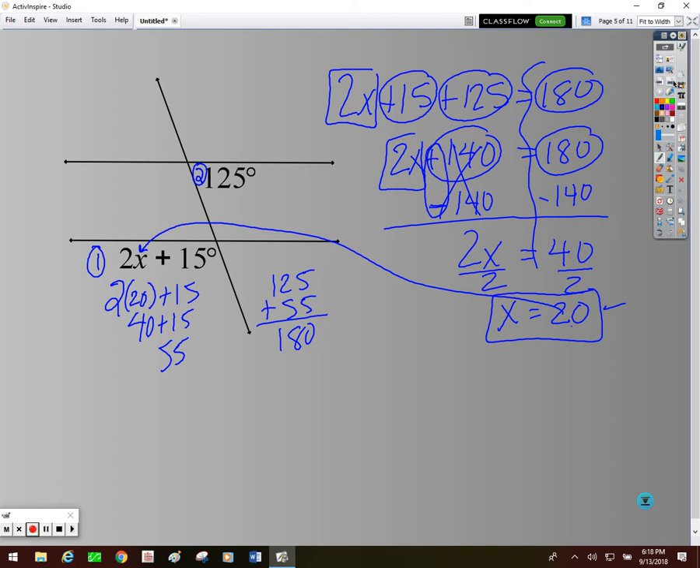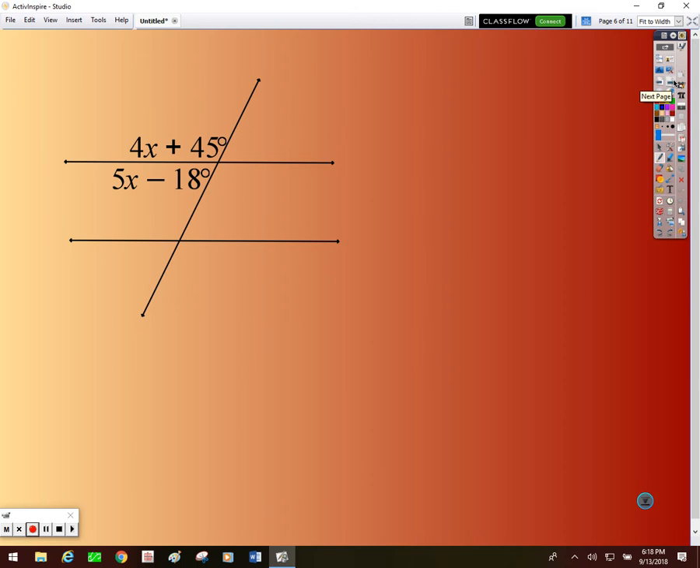Okay, let's try one more. All right, now we got a little different problem here, and I think I may have made a mistake on this one. I hope I didn't, but let's see. If I set this up, I have angle 1 as an obtuse angle, and this one is acute. So we're going to say 1, we'll say 2. All right, so let's set it up. Angle 1, 4x plus 45. Here's the key. Added to 5x minus 18, and they should add up to give me 180 degrees.